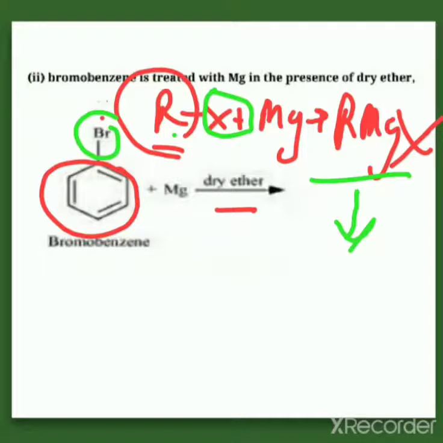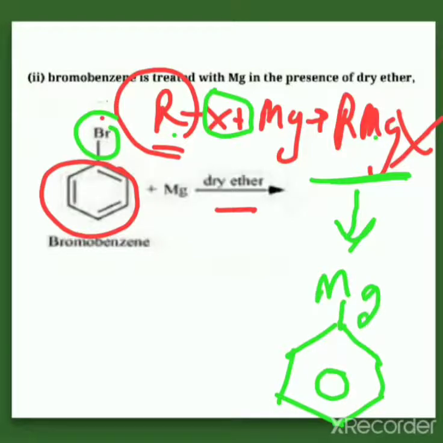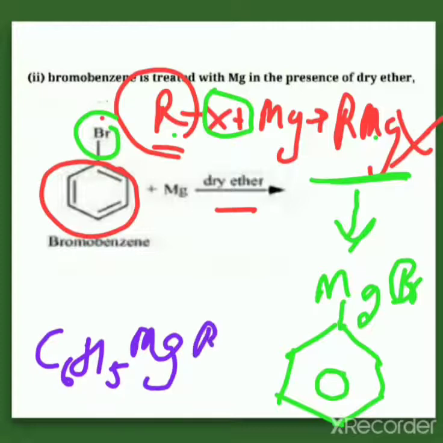So when you make the changes here, what will you get? R is the benzene ring, then Mg. And what is X here? X is Br. So what we got? In the place of the benzene ring, we can write C6H5, then MgBr. We can write C6H5MgBr. That is called a Grignard reagent.